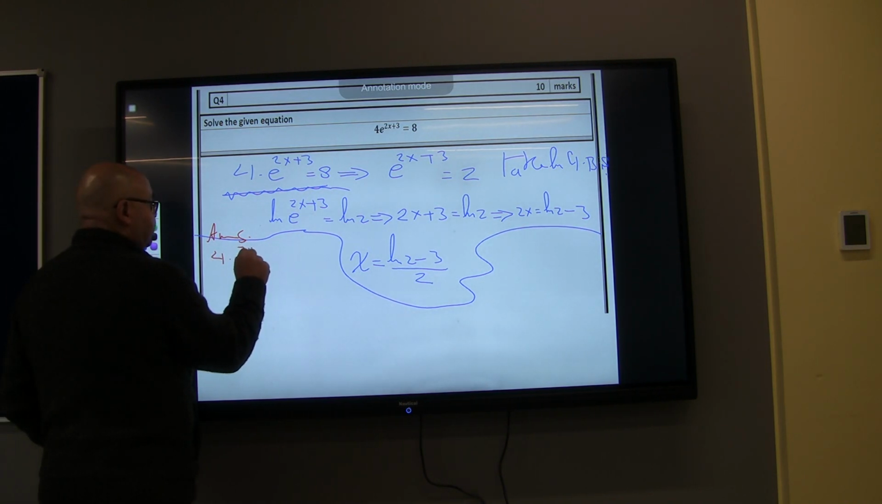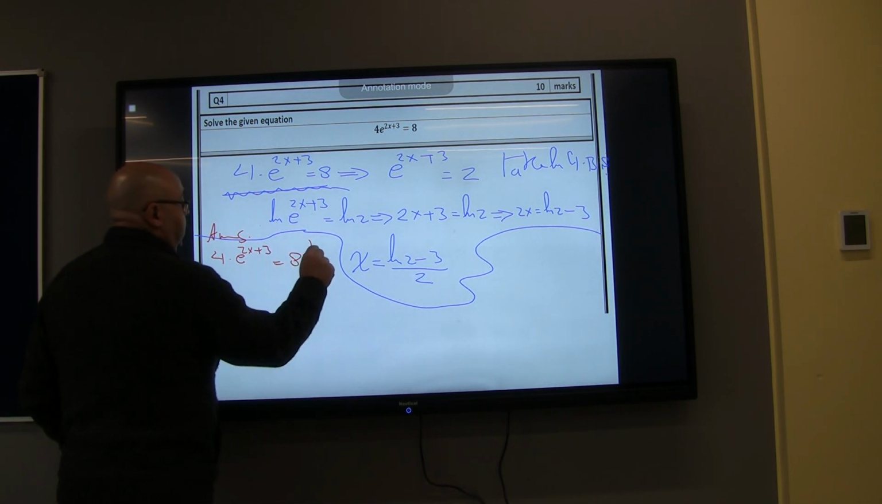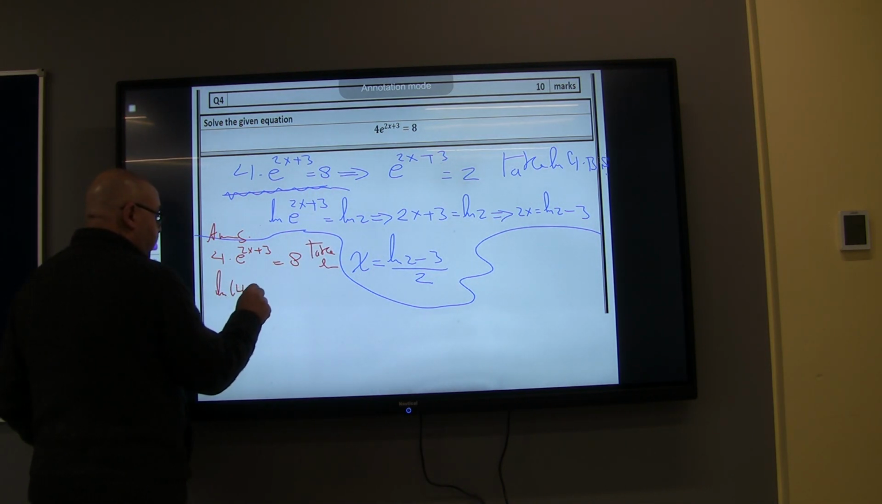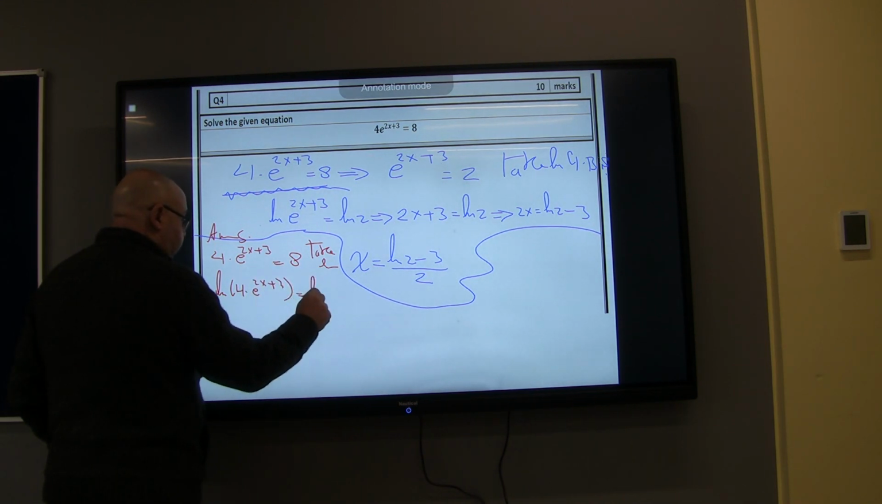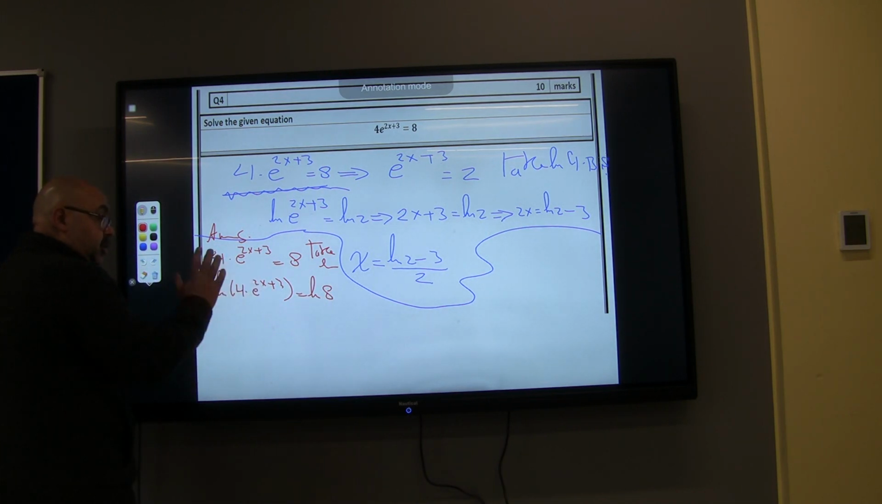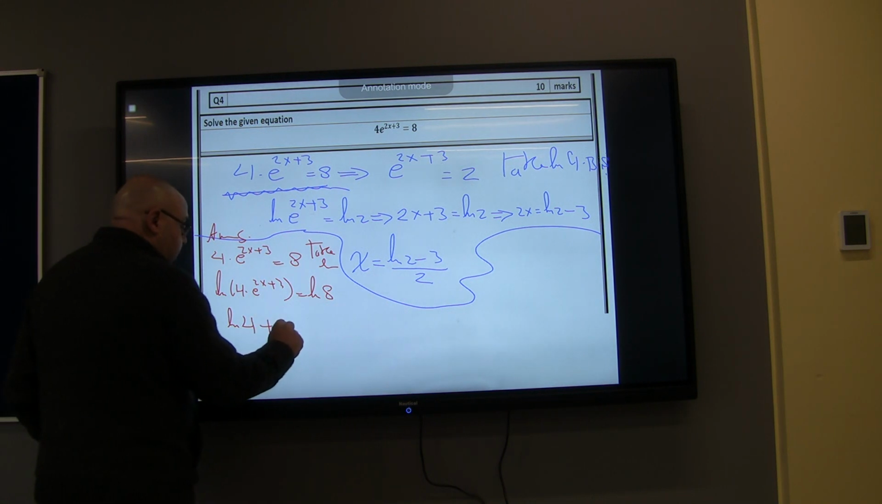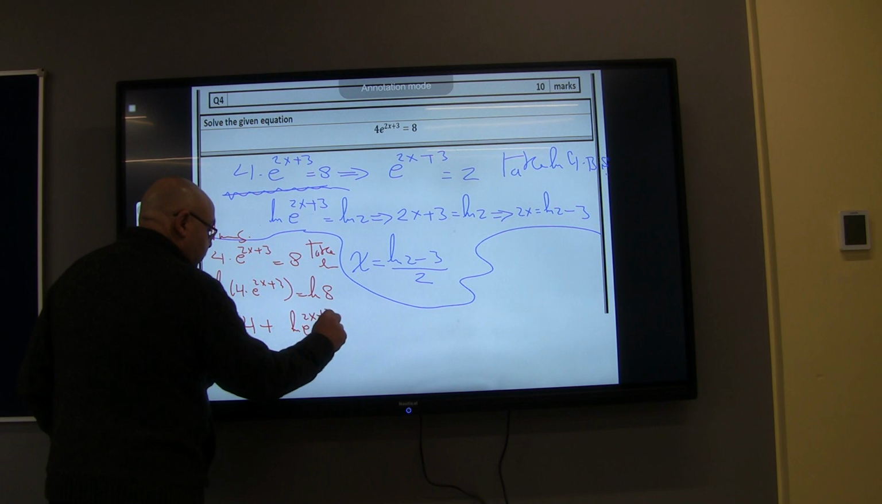The power of 2x plus 3, which equals 2 to 8. If we would like to take ln for both sides, it's going to be ln of 4 times e to the power of 2x plus 3, which is going to equal ln 8. Start first by taking advantage of the multiplication property here. So it's going to be ln 4 plus ln of e to the power of 2x plus 3.